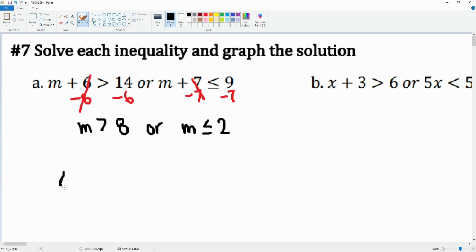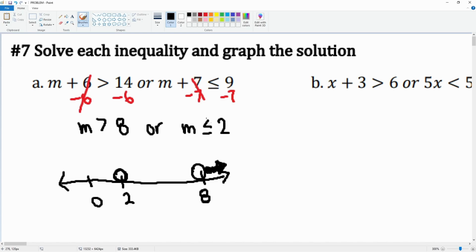So when we draw the number line here, we want to include 0, the number 2, and the number 8. Okay, so it is closed here, it is open here for 8 because there's no bar, and m is greater than 8, so it goes all the way to the right. Then m is less than or equal to 2, so it's closed here at 2, and it's less than, so it goes all the way to the left. Okay, all the way to the left.